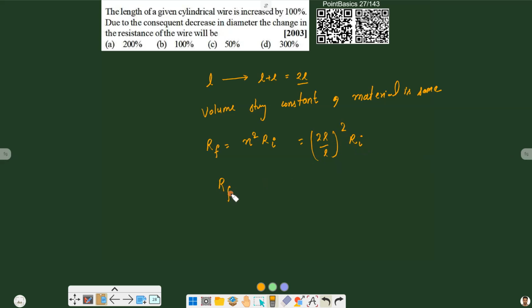so R final comes out to be 4 times R initial, and delta R or change in resistance is 3 times the initial resistance, or we can say it has been increased by 300%. So change in resistance will be 300%. Option D will be the right answer. Moving to the next question.